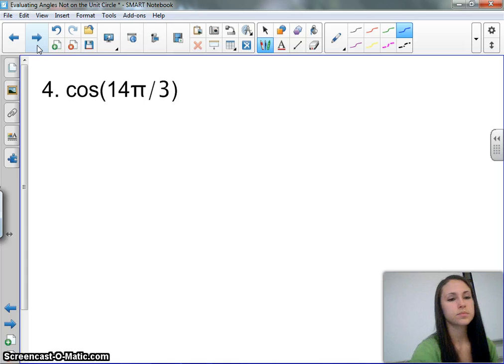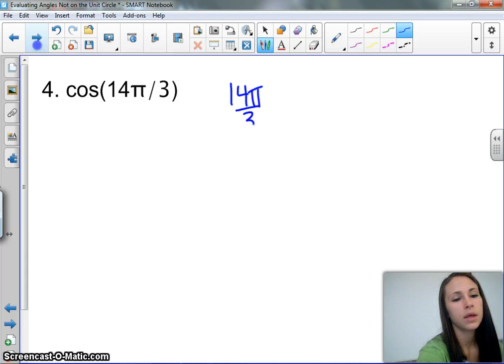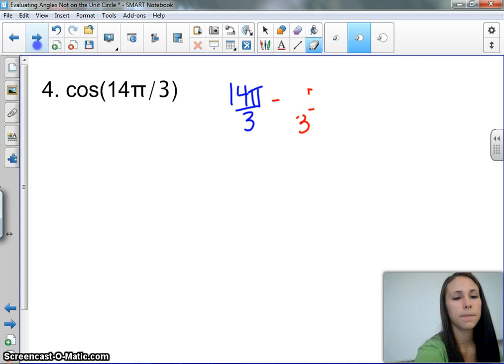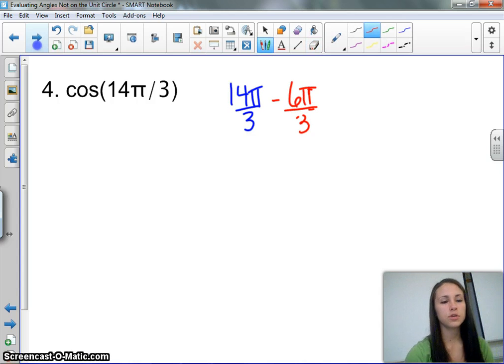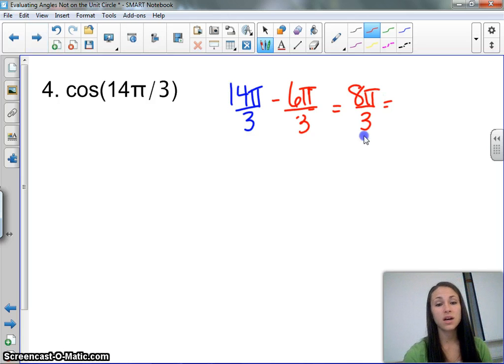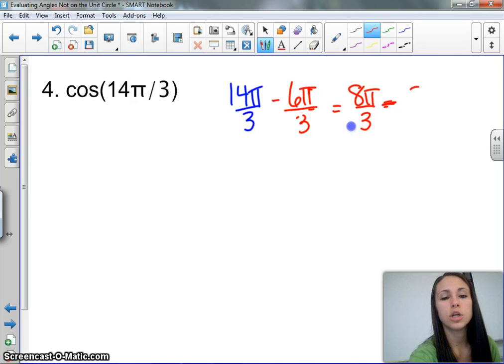Okay, last one. We've got 14 pi over 3. Now, on this one, when I subtract 2 pi, so get a common denominator, this will be 3, and 2 times 3 is 6. I'm going to erase this, rewrite it. So I've got 6 pi over 3. So 14 minus 6 is just going to give me 8 pi over 3. So now, that's an angle that's not on the unit circle. So this one is still bigger than 2 pi. And so what I'm going to do is subtract another 2 pi. So subtract another 6 pi over 3.